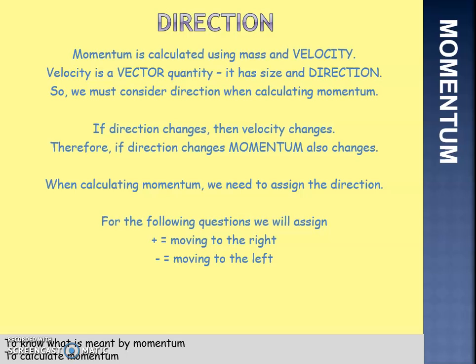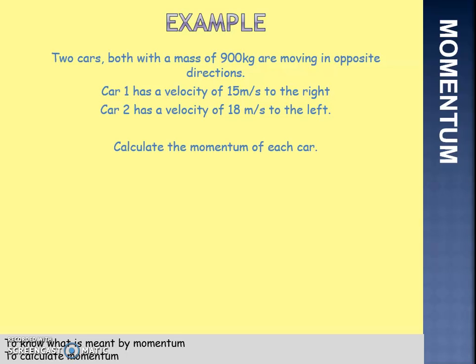So for the following questions, we're going to assign positive as moving to the right and negative as moving to the left. So if the value we calculate has a positive value, it's moving to the right. If it has a negative value, it's moving to the left. So let's look at an example with that in mind.